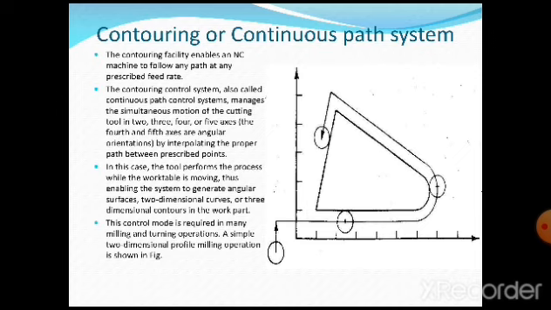Whatever the points prescribed means how the program is defined, or the program is written. According to that, there should be a movement of the cutter or the cutting tool. In this case, the tool performs the process while the work table is moving. As you can see on the screen, the tool performs the process while the work table is moving. There is a movement of the work table. At the same time, there is an operation being carried out by the tool, thus enabling the system to generate angular surfaces, two-dimensional curves or three-dimensional contours in the workpart.